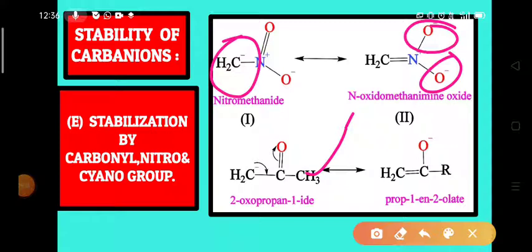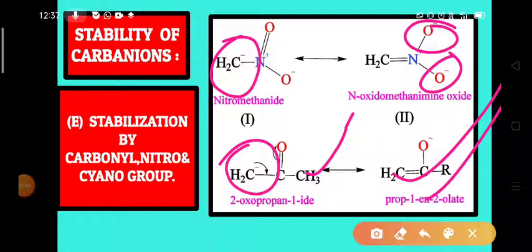And its resonance structure is this one, prop-1-en-2-olate. Compared to 1, 2 is more stable, because in structure 1, the negative charge is present on the carbon which is less electronegative, and in structure 2, the negative charge is present on the more electronegative oxygen atom. So that's why structure 2 is more stable than structure 1. So that means the carbanions which are adjacent to the nitro group, cyanide group and carbonyl group are more stable.